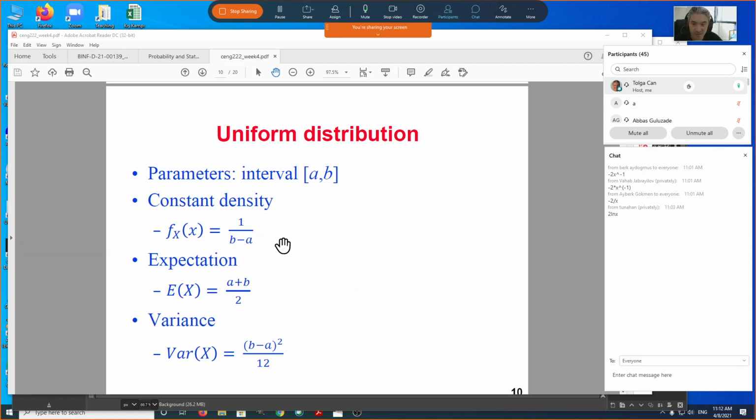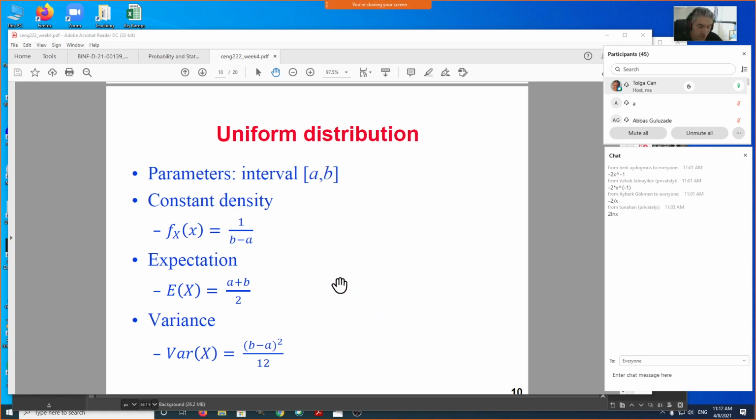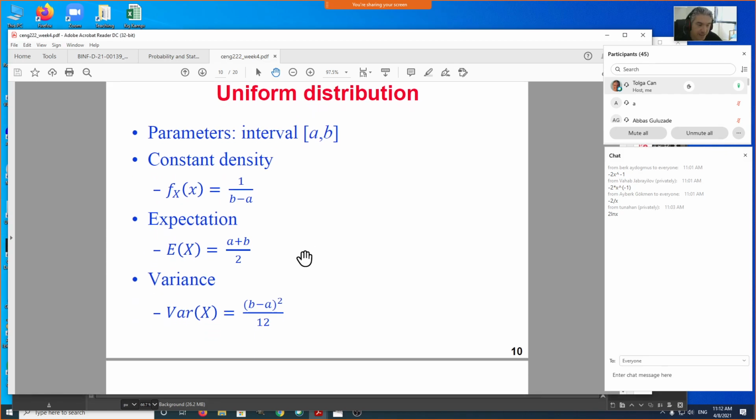All right. An important property of uniform distribution is that by using it, we'll be able to generate random numbers from an arbitrary distribution, because we'll see that when we come to chapter 5 actually. But one important property is the inverse function of the CDF.